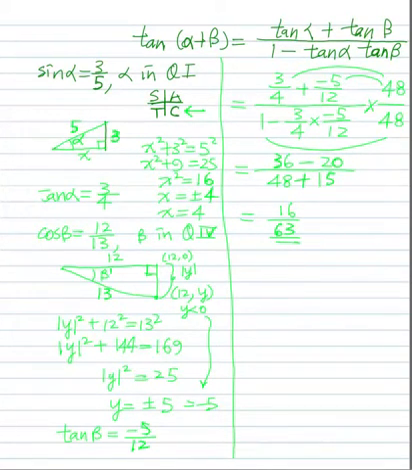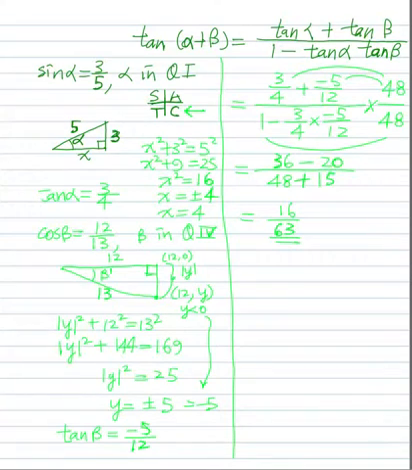We draw a right triangle, with one of the angles being alpha. Sine of alpha, we can treat it as opposite over hypotenuse. So we write down 3 for the opposite side of alpha and 5 for the length of the hypotenuse. Let the base be x.